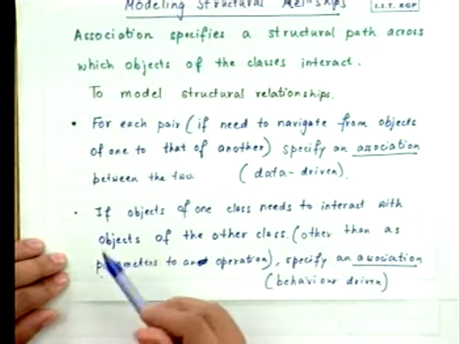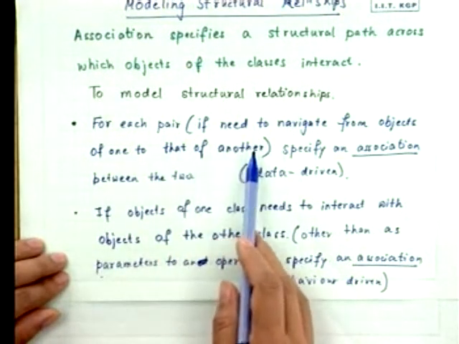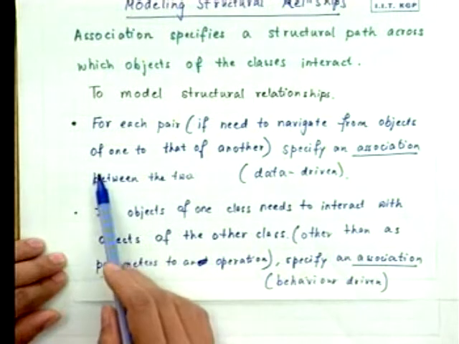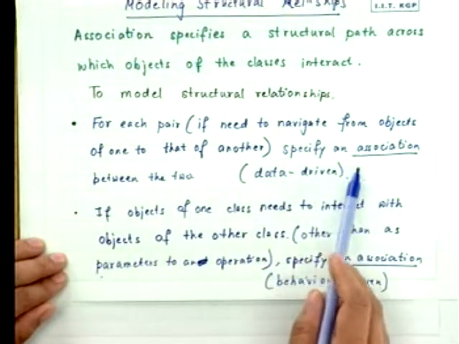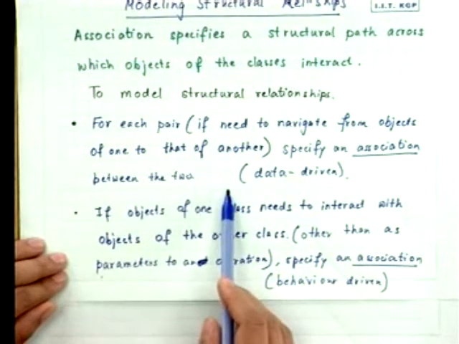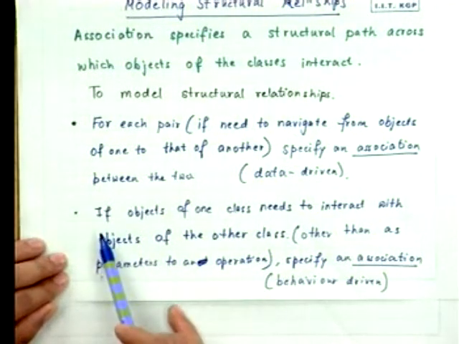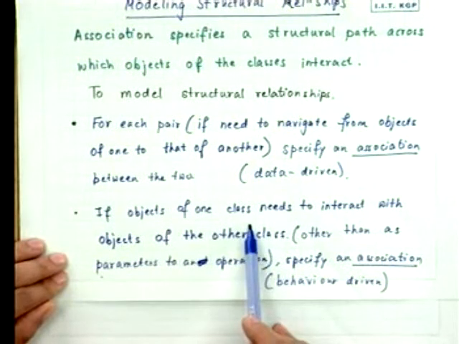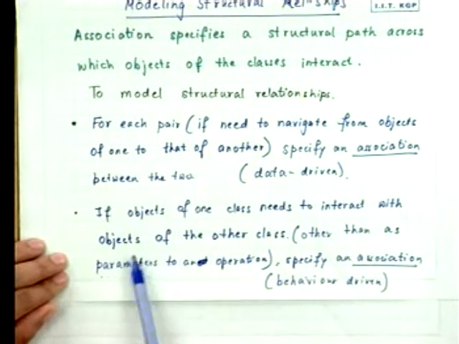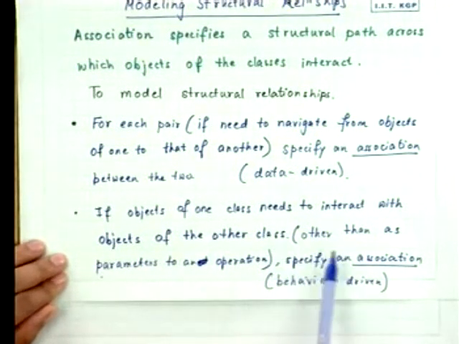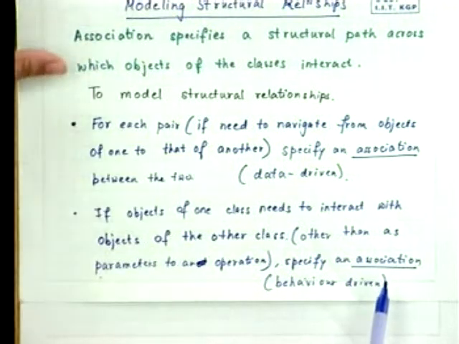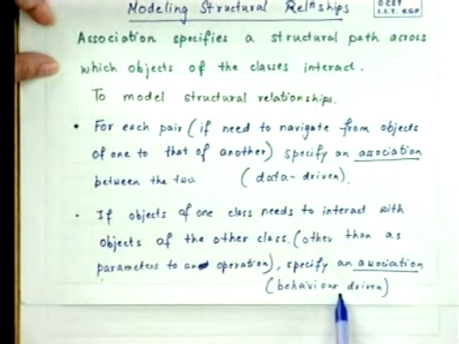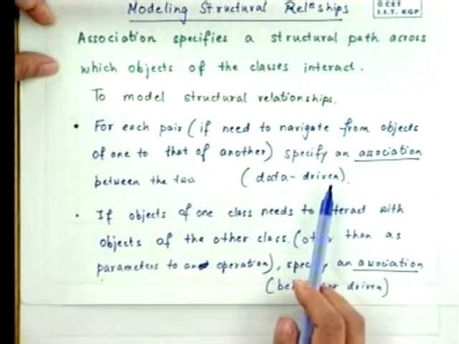That is, for each pair, if there is a need to navigate from objects of one to that of another, you specify an association between the two classes. And if objects of one class need to interact with objects of the other class other than as parameters to an operation, you also specify an association. This is behavior driven, the former is data driven.